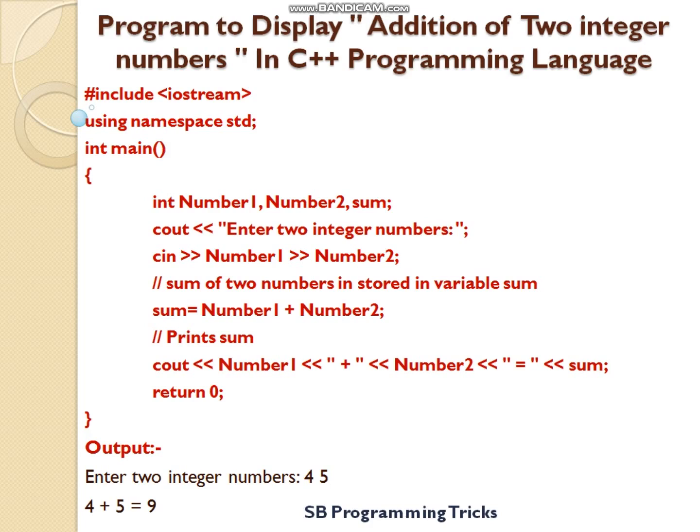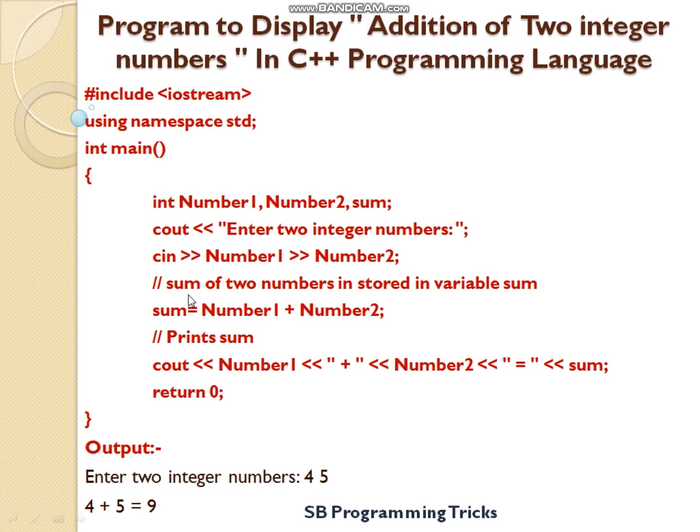Then the next line of this program is cin, then the operator, number1 and number2. For example, number1 is 4 and number2 is 5. Here cin is useful for accepting the input from the keyboard, which means they use cin.